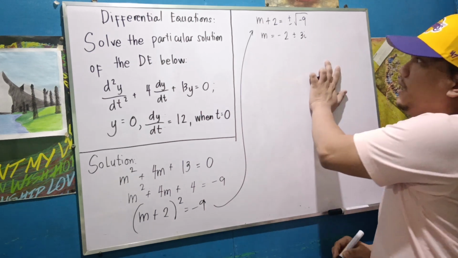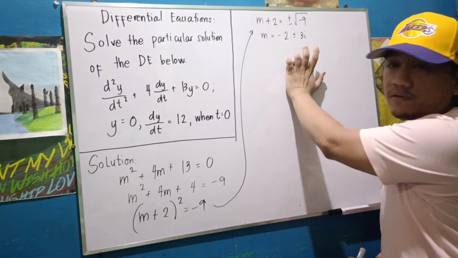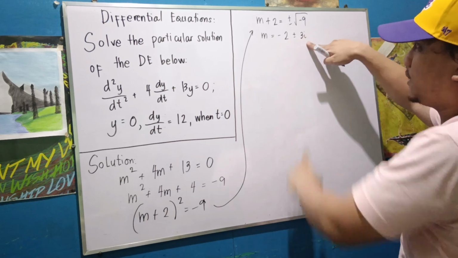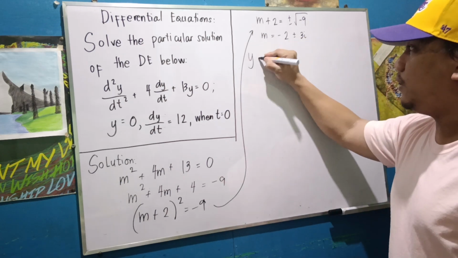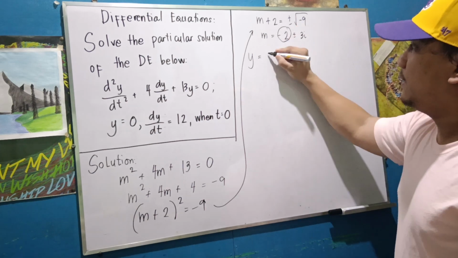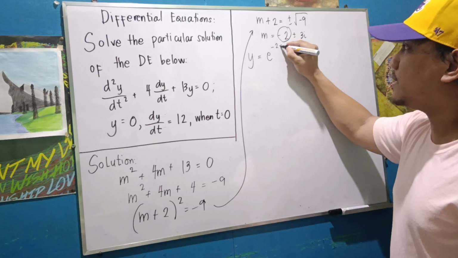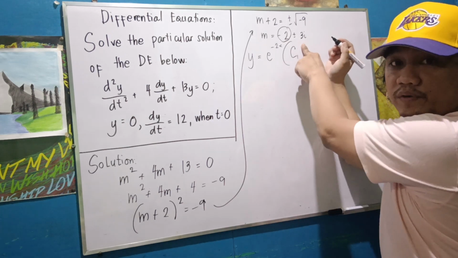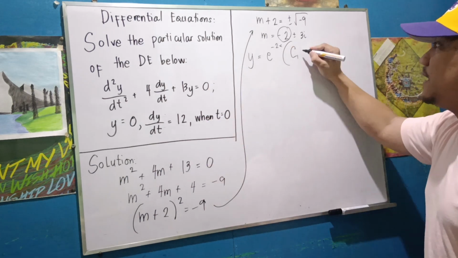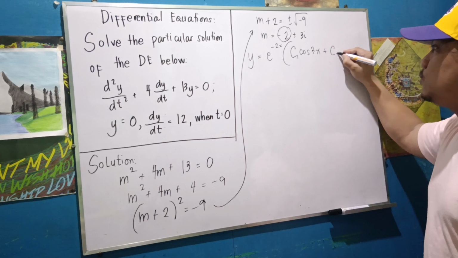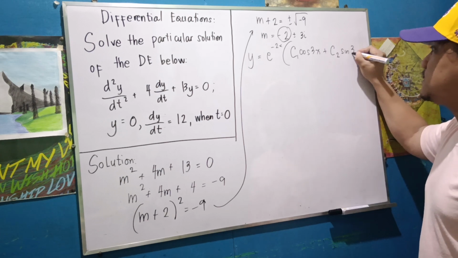Which means that the general solution of the given differential equation will have an exponential part and a trigonometric part. So we will have y equals, this real part is for the exponential one, that is e raised to negative 2x multiplied by c1. The 3 here will be the coefficient of the cosine and the sine. Kasi nasa imaginary siya. Cosine 3x plus c2 sine 3x.